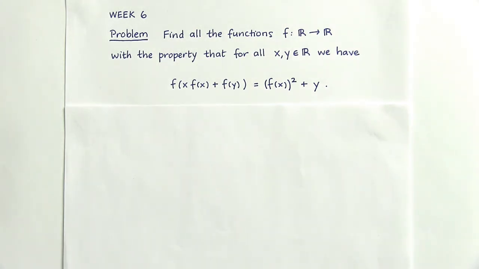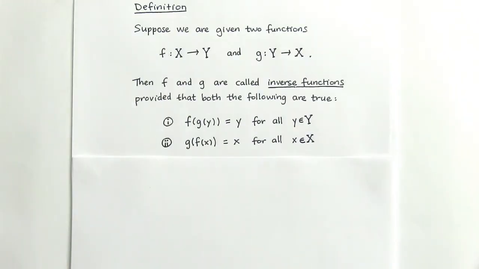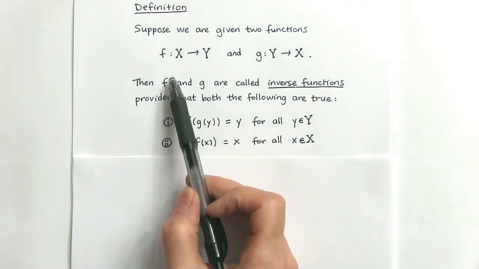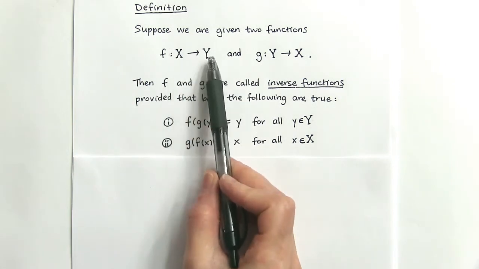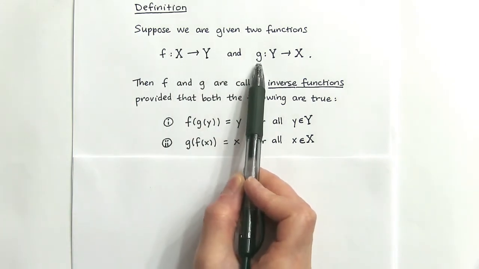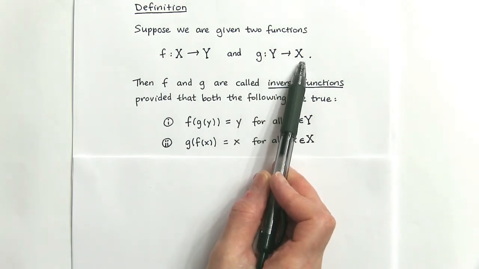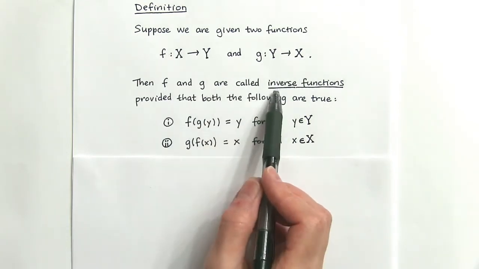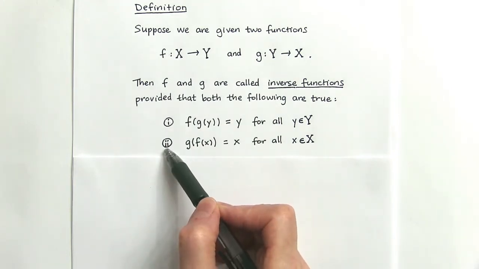Before we start solving this problem, let's review one more concept which will arise within the solution, and that is the concept of inverse functions. Suppose we are given two functions, f, which maps its domain x into its codomain y, and g, which maps y into x, then f and g are called inverse functions, provided that both of the following are true.